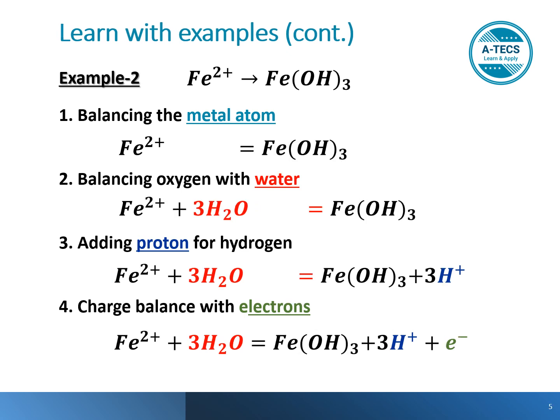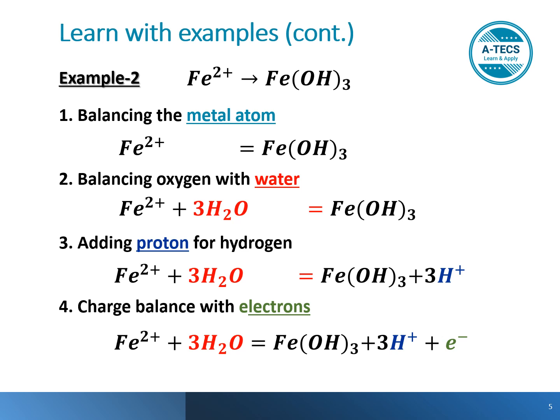The next example is about the oxidation of ferrous ions into ferric hydroxide. As you can see, here balancing the metal atoms on both sides is our first step. We have 1 iron atom on both sides, which means you don't have to multiply with any number. The second step is balancing oxygen with water. On the right side, in ferric hydroxide we have 3 atoms of oxygen. We therefore added 3 water molecules on the left side in step 2.